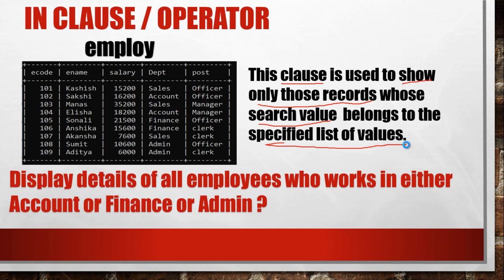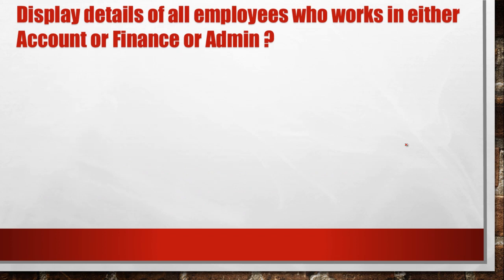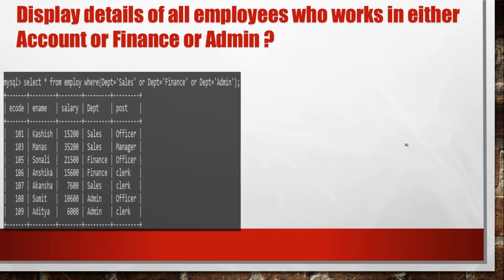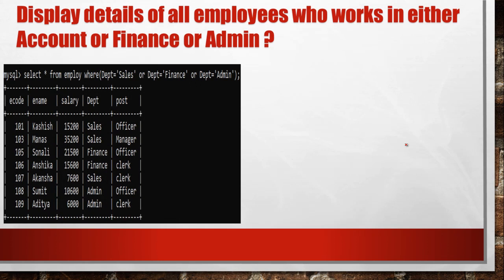So what will we do in this case? We have to find the answer to this question. This is the table, and you can see that I have written a command here: select star from employee where department equal to sales or department equal to finance or department equal to admin. Because the OR operator is used, if a single condition is true, then the overall result becomes true and the record gets displayed. Now let us test this.